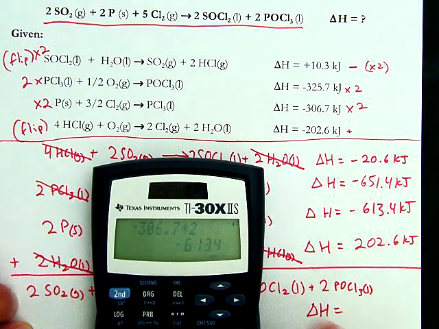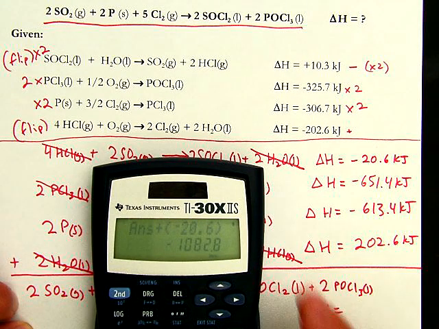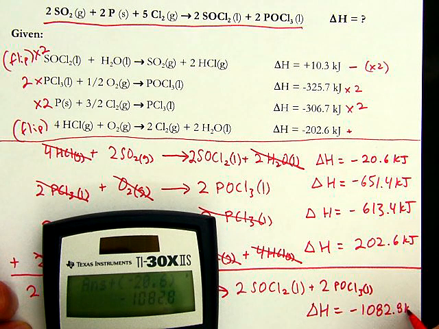So I'm going to add these together. I already have this one put in there. So I'm going to add 202.6. I'm going to add minus 651.4. And I'm going to add minus 20.6. And when I do that, I get minus 1082.8 kilojoules.